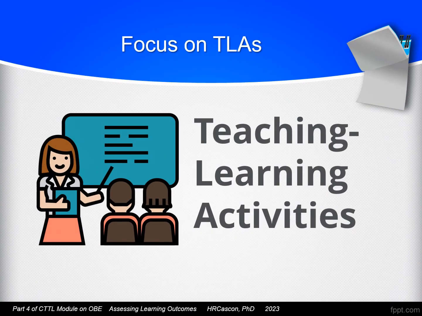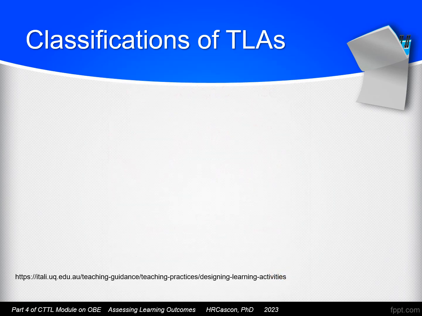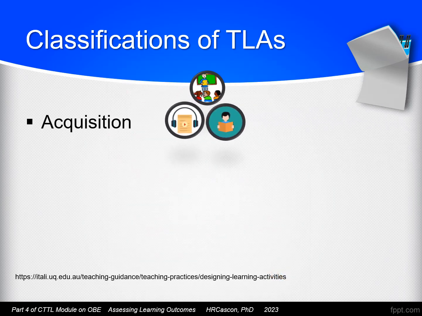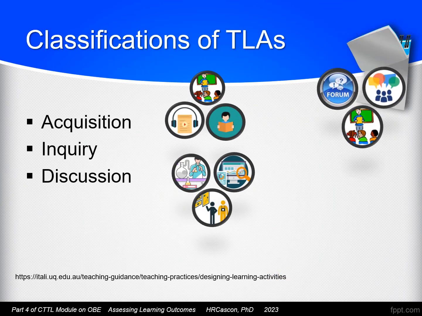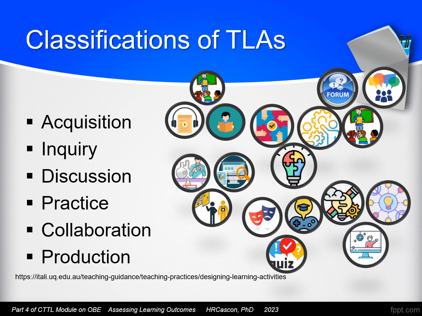Now, let us proceed to the last of the three pillars, the teaching learning activities. Others would just call this the teaching methods. Diana Laurillard, in her book, Teaching as a Design Science, Building Pedagogical Patterns for Learning and Technology, has classified learning activities into 6 types: acquisition, inquiry, discussion, practice, collaboration, and production. Let us discuss each one of these in detail.